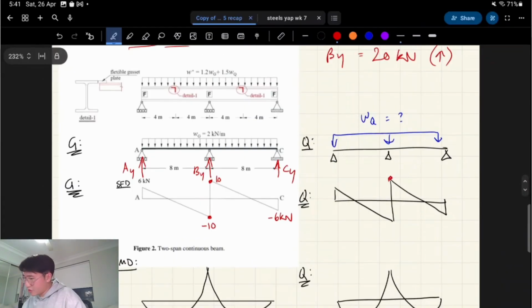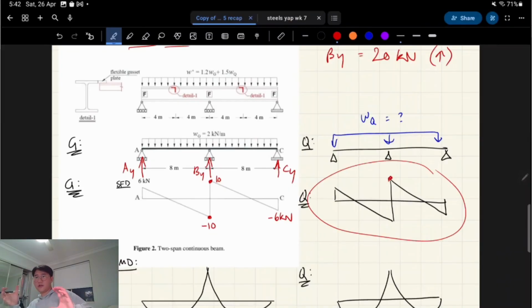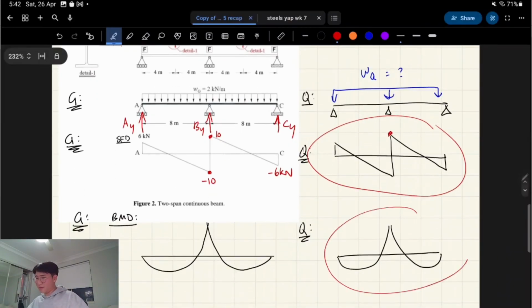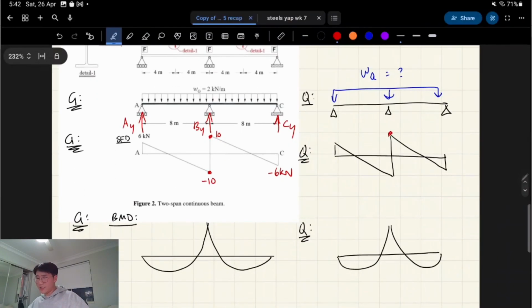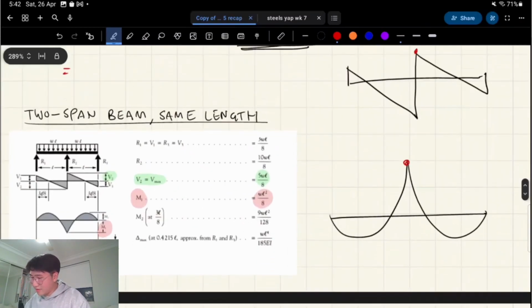Now, live load is a bit trickier because for our free body diagram, we have an unknown WQ. We don't know what the shear force will be. We don't know what the bending moment will be, but we know that it will be the same shape as for the dead load. But how do we find that? It's a little bit silly.